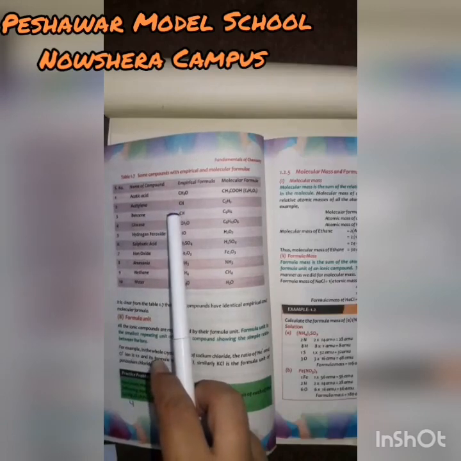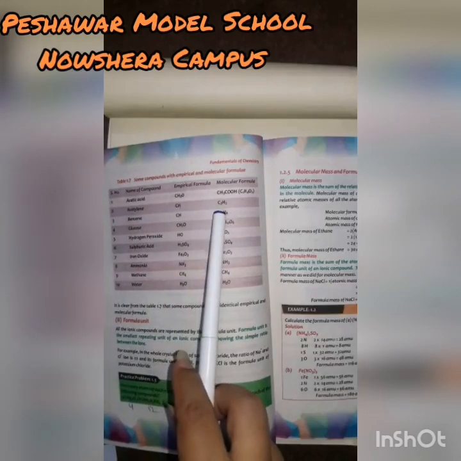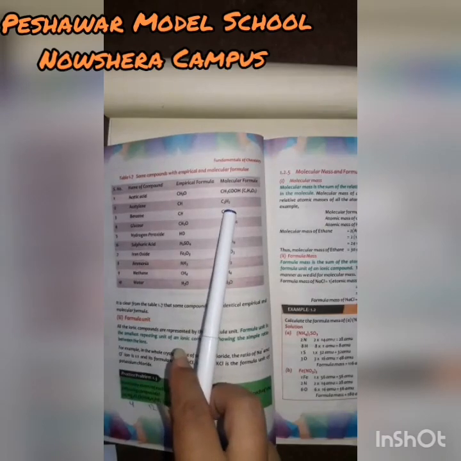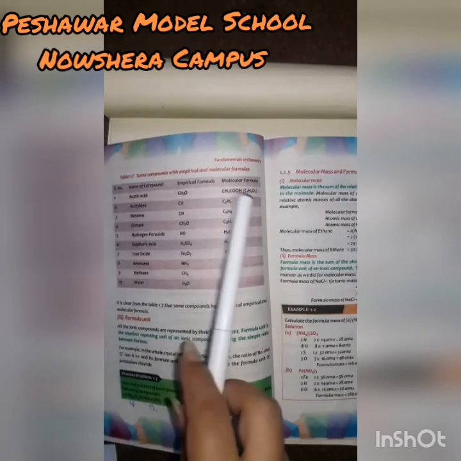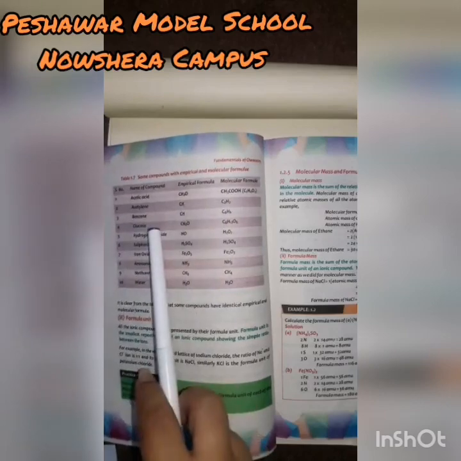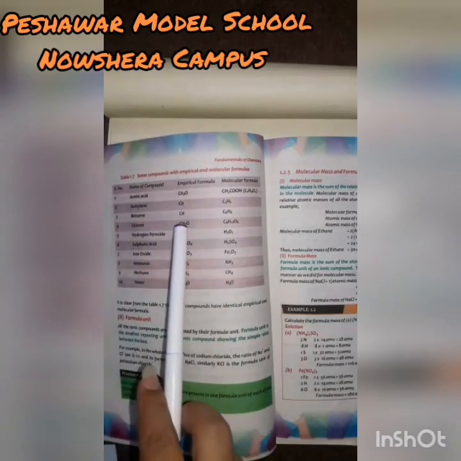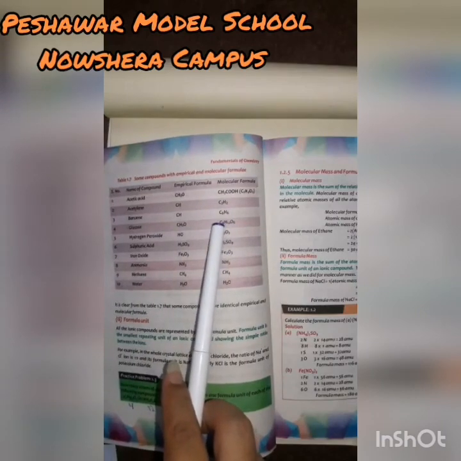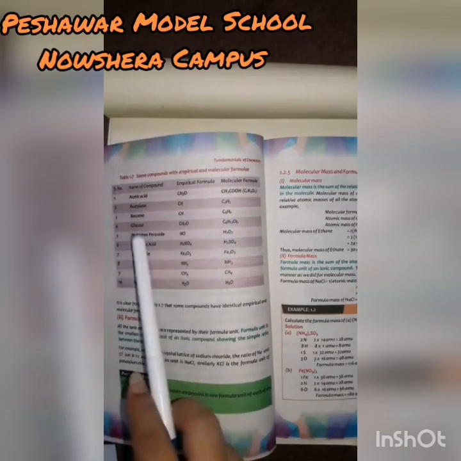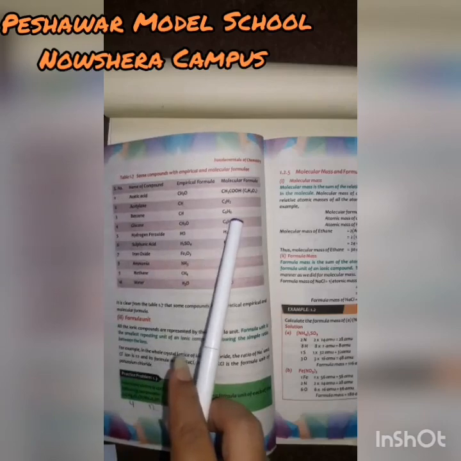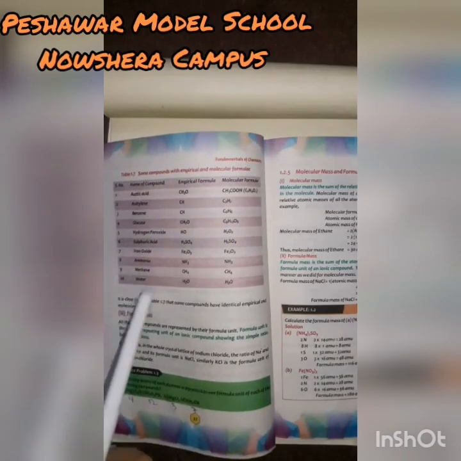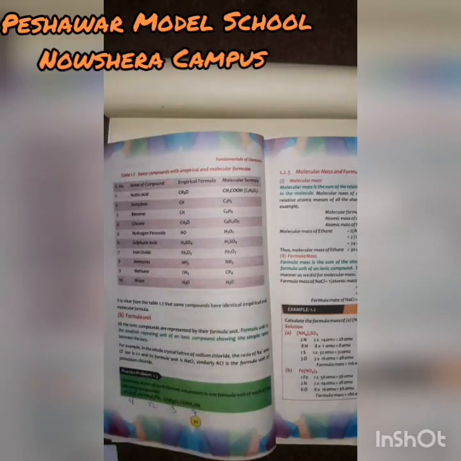Number second one is acetylene. Its empirical formula is CH, but its molecular formula is C2H2. It means that 2 carbon and 2 hydrogen combine with each other to form acetylene. Third one is benzene. Its empirical formula, its simplest formula is CH, but its molecular formula is C6H6. It means benzene will form when 6 carbon and 6 hydrogen combine with each other. These are the 10 compounds with their empirical and molecular formula.